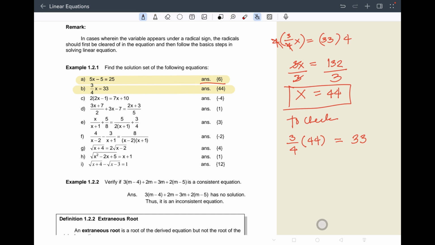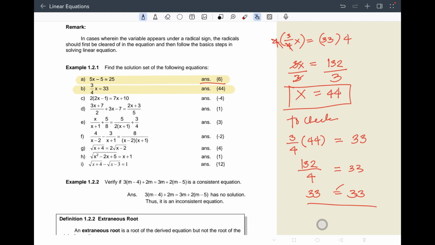44 divided by 4 is 11. Or you can go with the usual method that we multiply 3 by 44. So 44 times 3 will be equal to 132, all over 4 equals 33. 132 divided by 4 is 33, equals 33. So therefore, the answer is 44.